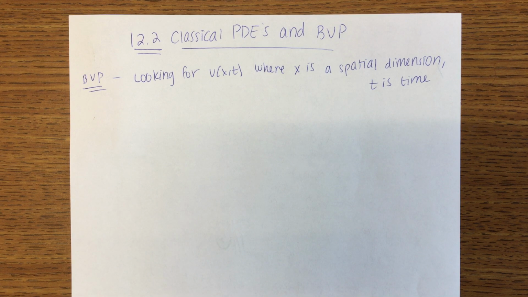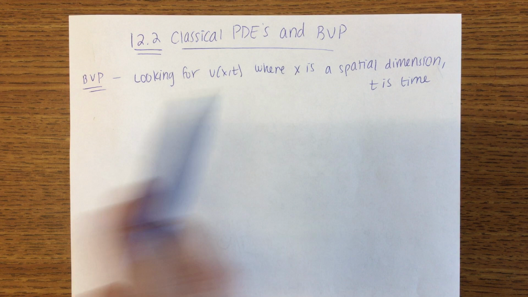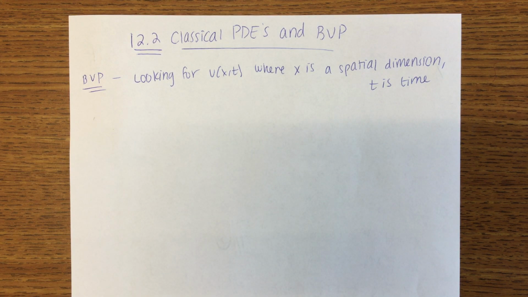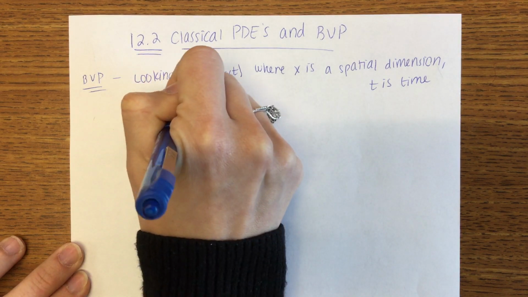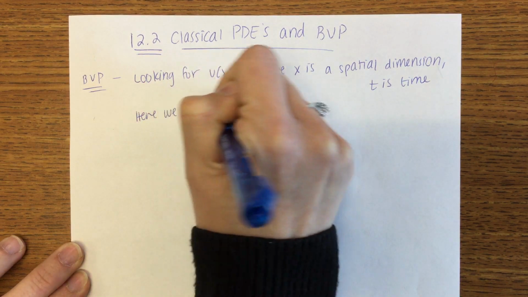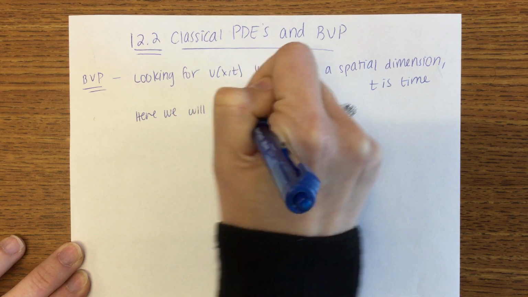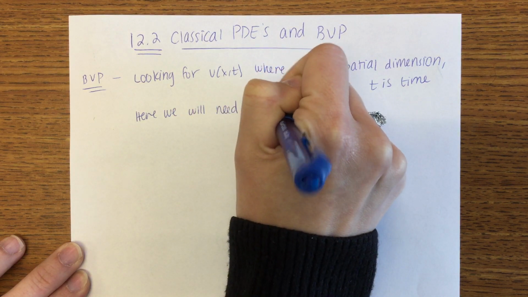So today we will be setting up two different types of equations. You're going to read the context of the problem and you're going to set it up. Later what we'll be doing is solving for u of x,t. That's the rest of this unit, looking at different types of problems and how you're going to solve for u of x,t. Here we will need boundary and initial conditions.